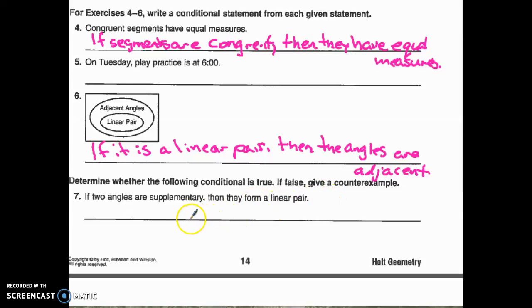I could draw two angles. An angle that's 100 degrees here, and an angle over here that's 80 degrees. And I know that they'll add up to a supplementary set of angles. 100 plus 80 equals 180, but they are not formed from adjacent rays. They are not opposite rays with adjacent sides. They're not a linear pair.